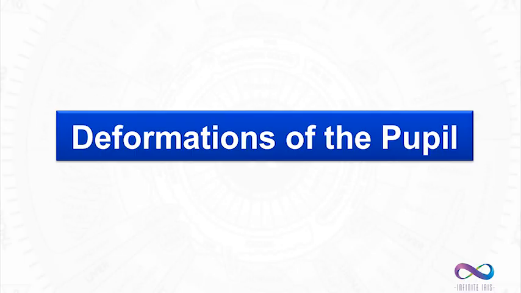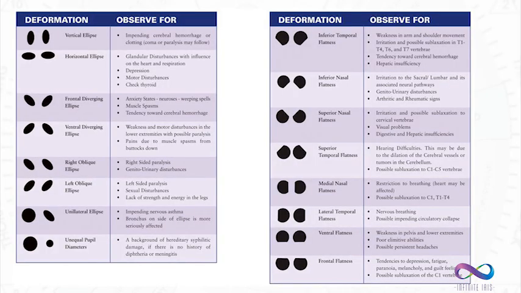Deformations of the pupil. So first we're going to discuss deformations that are elliptical. These deformations are very serious signs that are hardly ever seen by an iridologist. But if you see elliptical signs, all of these on this side are elliptical, you need to send them to a doctor right away.